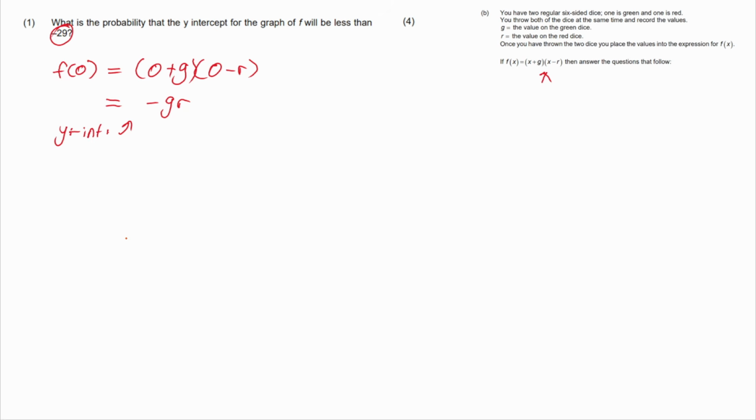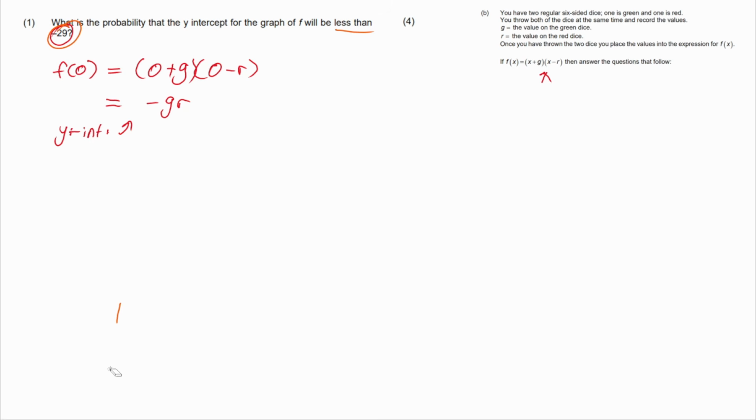So we know that if you multiply g and r together, because remember g is the roll on the green die and r is the roll on the red die, this needs to be less than negative 29. So the product of the dice values needs to be bigger than 29 in size. Let's have a look. Let's put the values for the green dice over here: 1, 2, 3, 4, 5, 6.